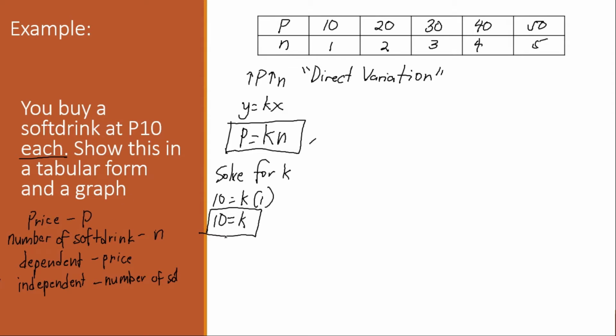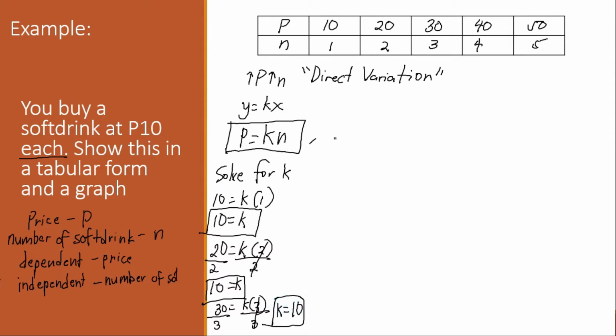Try natin. So, we have 20 equals k times 2. Divide both sides by 2. We will have k is equal to 10. So, same pa rin sila, di ba? How about the 30? 30 equals k times 3. Divide both sides by 3. Our k is also 10. How about this 40 and 4? 40 is equal to k times 4. Divide both sides by 4. And we will have also 10.